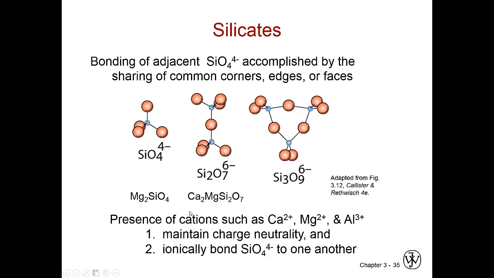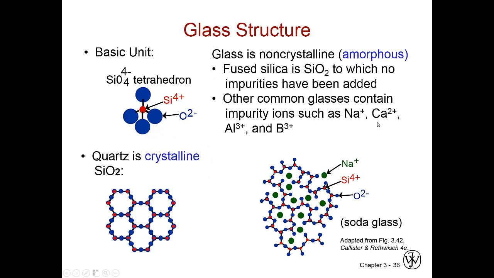So when we put additional cations in, that means we can maintain the charge neutrality, and we can have additional bonding and change the properties as needed. Glass is an interesting structure. It is primarily quartz, depending on the type of glass. But what we're considering right now is crystalline SiO2.